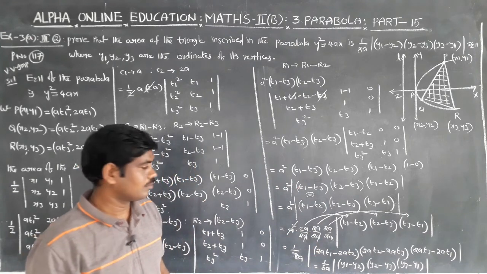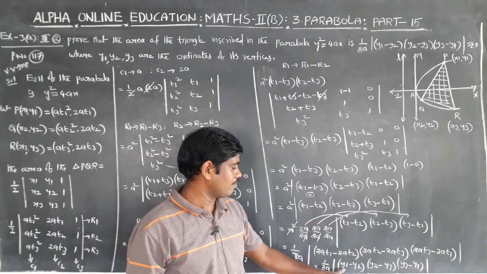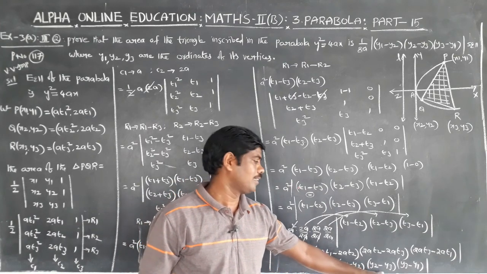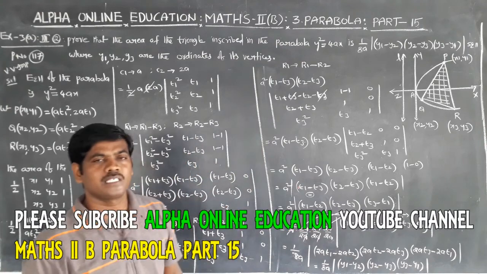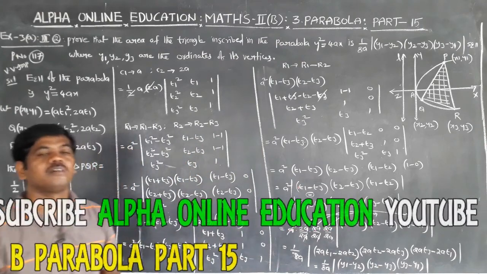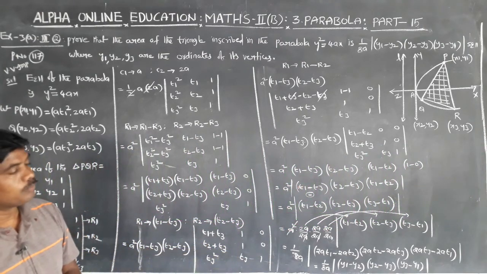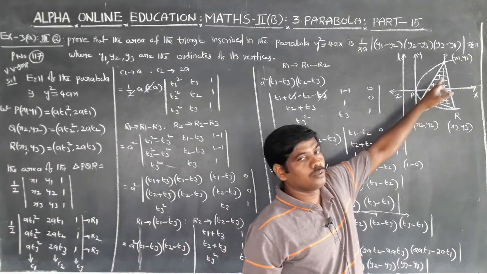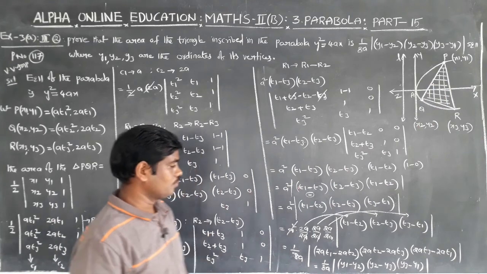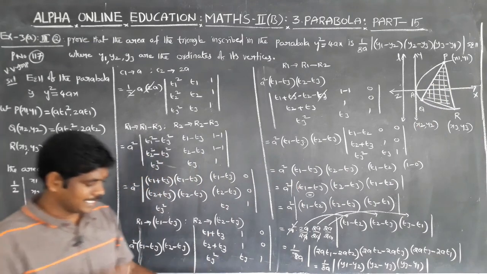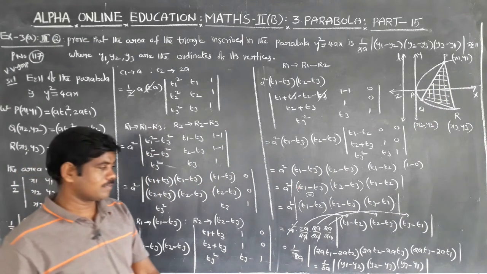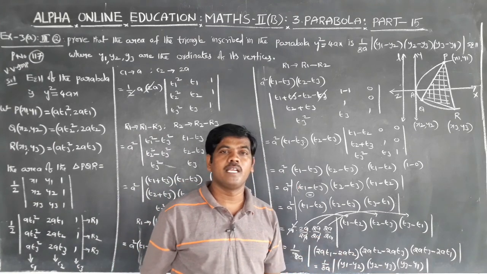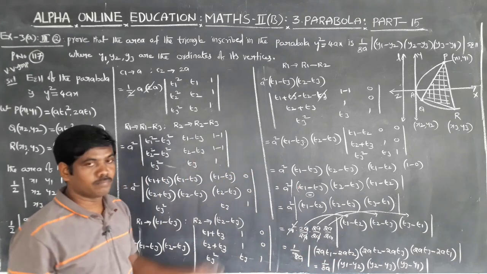1 by 8A mod of Y1 minus Y2 into Y2 minus Y3 into Y3 minus Y1. This is the proof. Here we prove that area of the triangle inscribed in the parabola y square is equal to 4ax is 1 by 8a mod of y1 minus y2 into y2 minus y3 into y3 minus y1. Most important problem.